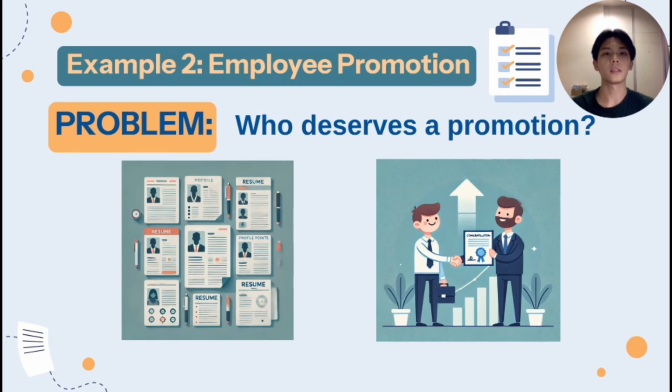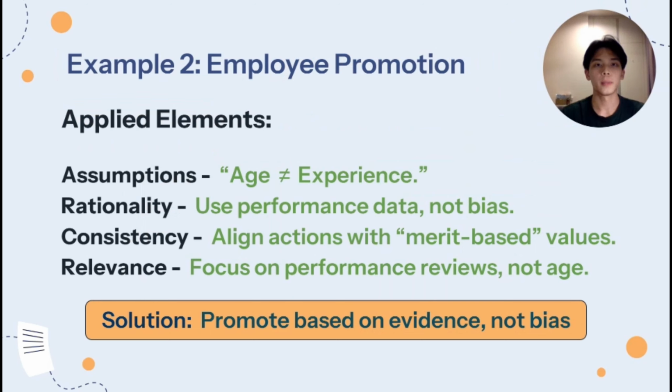The company claims to follow merit-based values. One of the candidates is an older employee with great performance reviews, and the other is a younger employee without as much experience, but much more enthusiasm. So what should he do? To make a rational decision, the following elements must be applied. This ensures the decision is logical and fair.